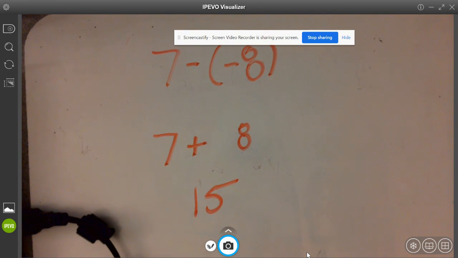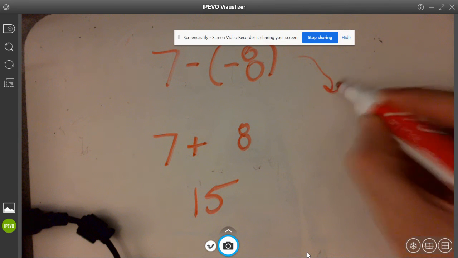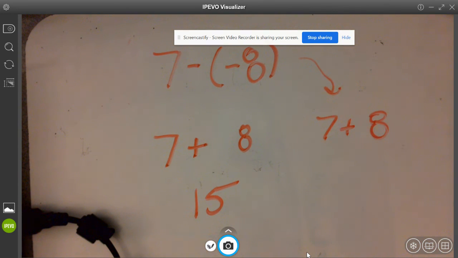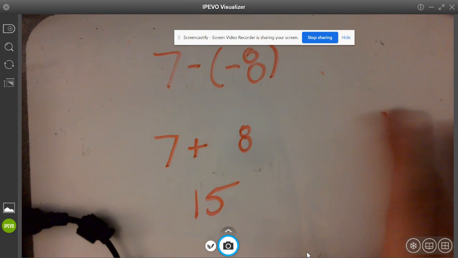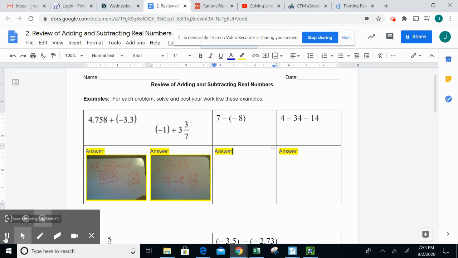Now, the way I was taught was that when you see a minus and a negative, it just becomes plus. Minus a minus is the same as adding. So that ends up being the exact same, but that's how I was taught it. So your answer is 15. I'm going to pause the recording and post the picture.